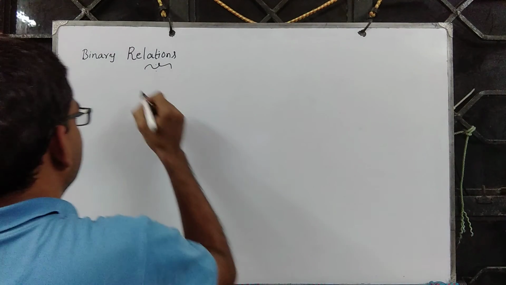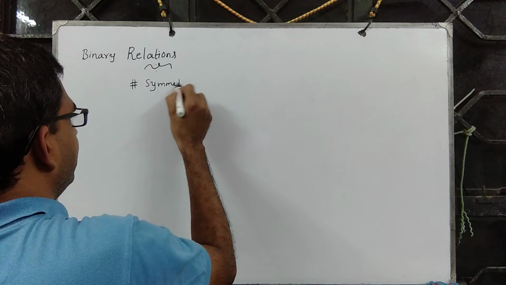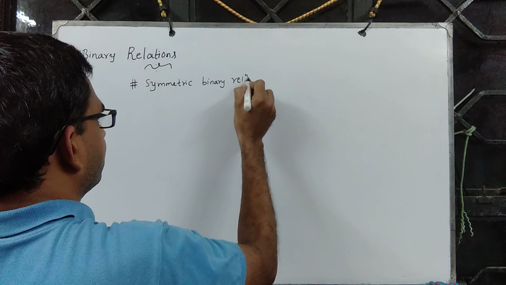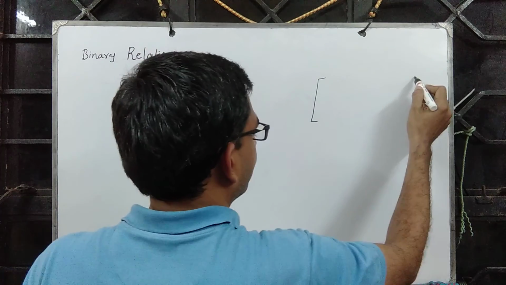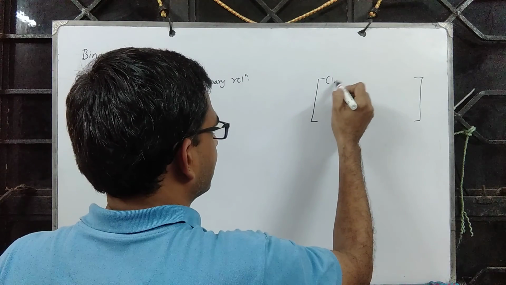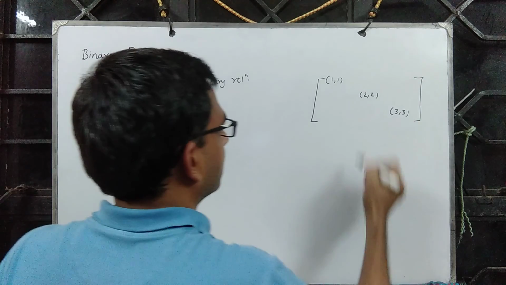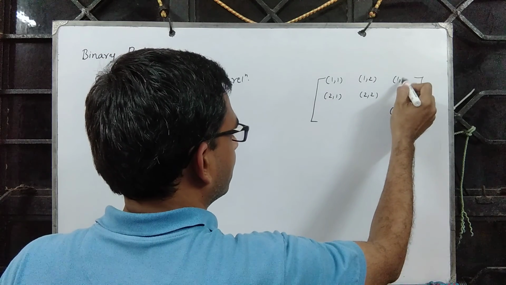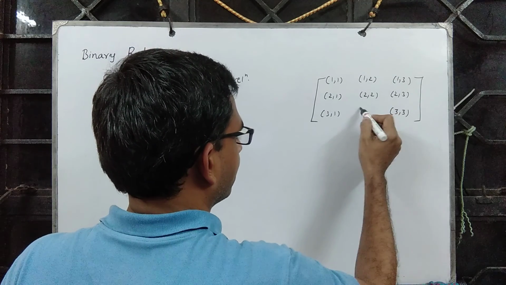Having counted the number of reflexive binary relations, let us count the number of symmetric binary relations. Recall the matrix. For that example, we saw that it was like this. There are other elements: 1,2; 2,1; 1,3; 3,1; 2,3; 3,2.